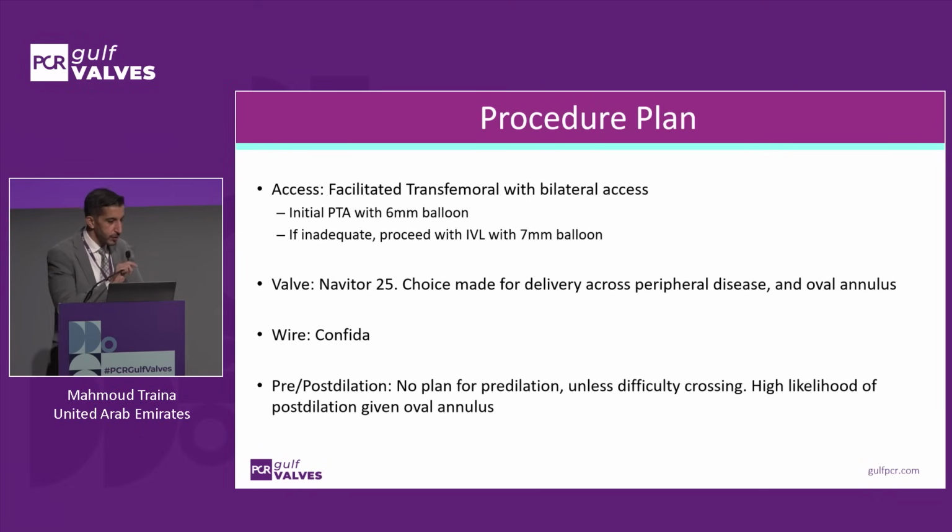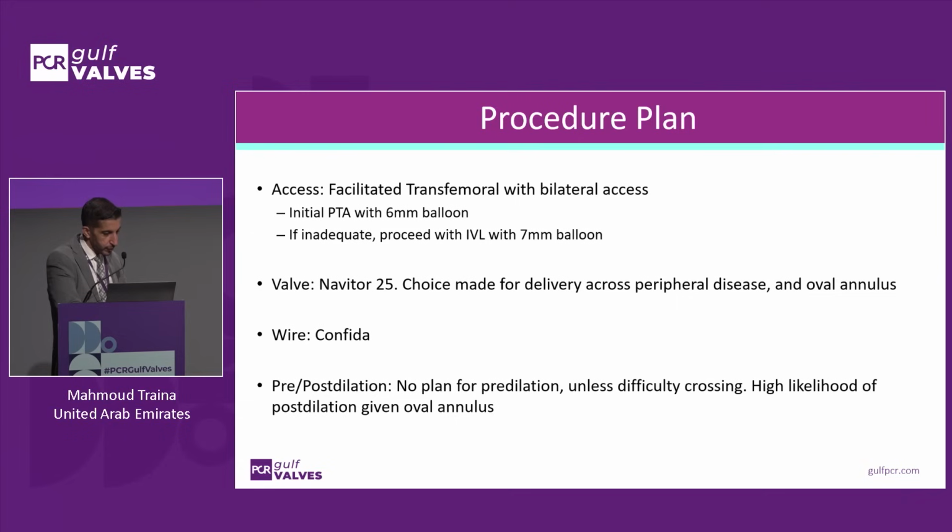So in terms of the procedural plan, the access was transfemoral, bilateral access. We usually use unilateral, single-sided access, but in this case, obviously, bilateral. The initial plan was to start with just a simple 6 millimeter PTA balloon. If that gets a good result, we'll go ahead. If inadequate, we'll proceed with IVL with a 7 millimeter balloon.